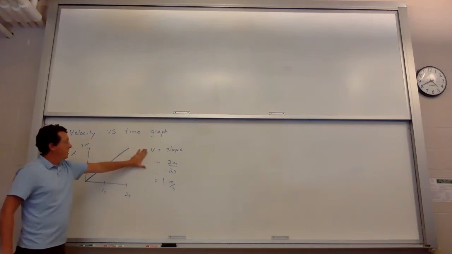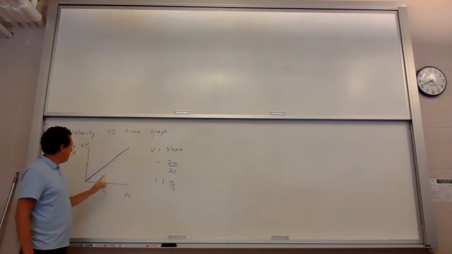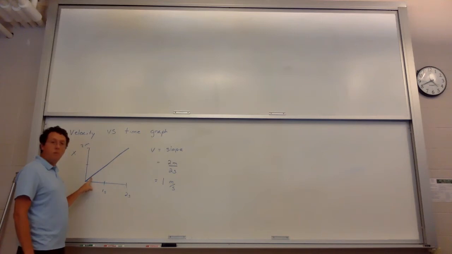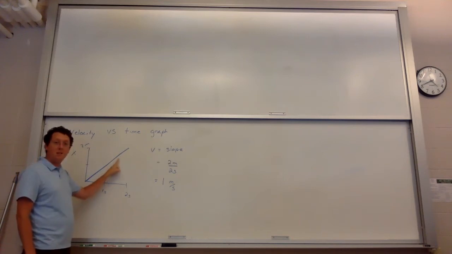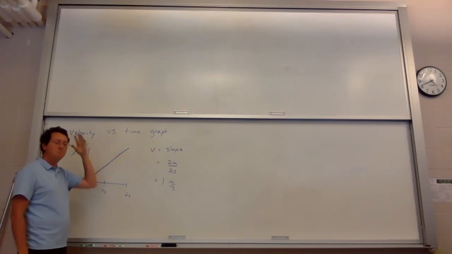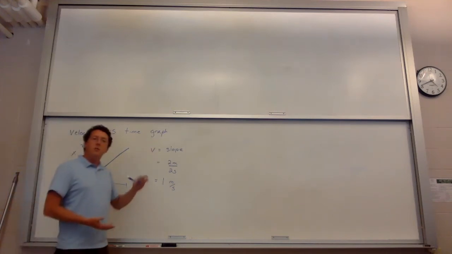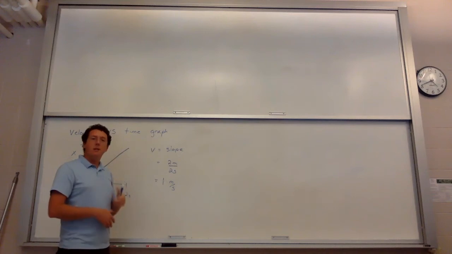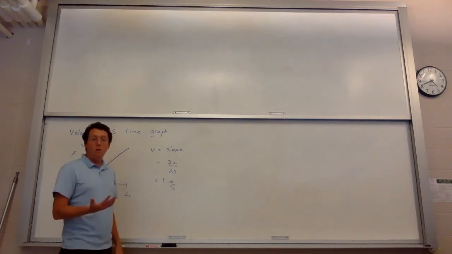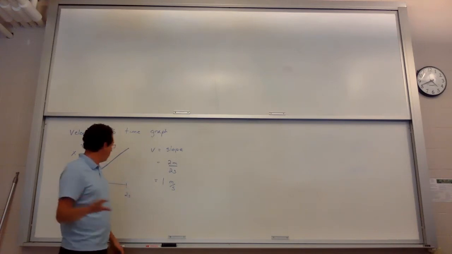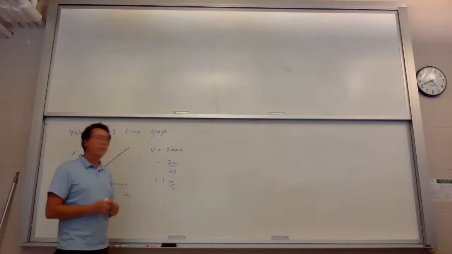Very good. So at each moment, the slope is 1 meter per second. Okay. So let's turn that around. Let's assume that we know that the velocity is 1 meter per second for 2 seconds. Let's see what we can determine.